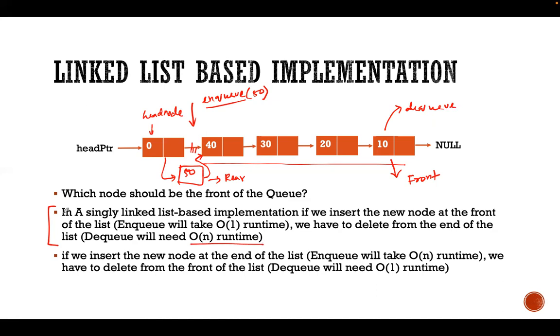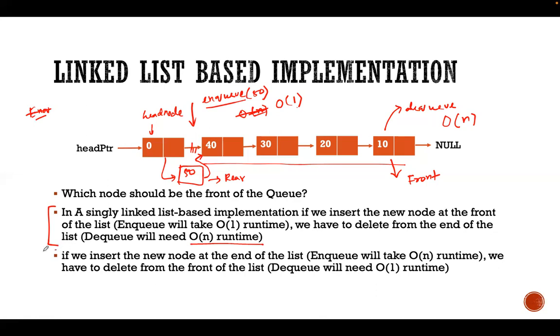So in this implementation, enqueue takes order of 1, which we prefer and which is very efficient, but dequeue takes order of n. And that's both best case and worst case, because the front item will always be at the end of the list.